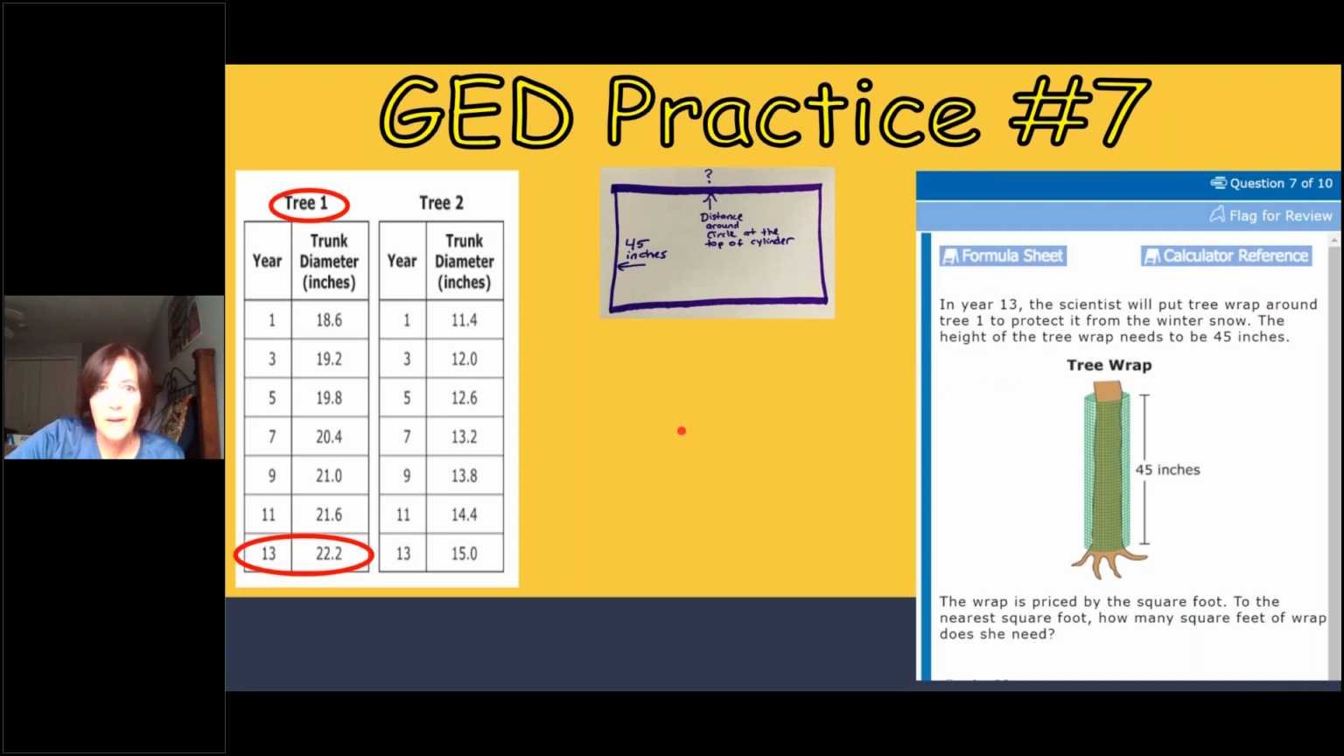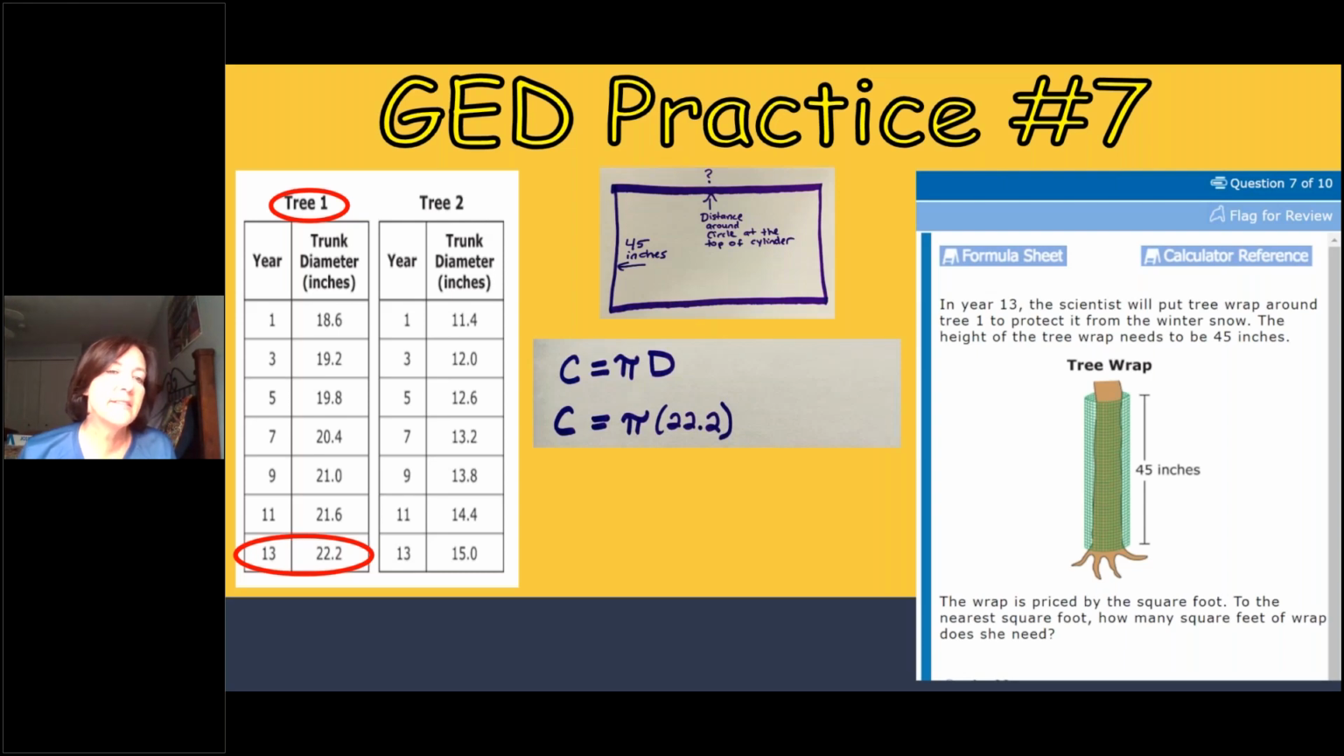So let's see here. We need to figure out the circumference in year 13. And what we know is that 22.2 is our diameter that year. So circumference equals pi d. Now we're going to substitute 22.2 right there where it says d. And honestly, I don't think I did it. Did I? Nope. I should have written in 3.14 where it has the symbol for pi. I just wasn't thinking to do that.